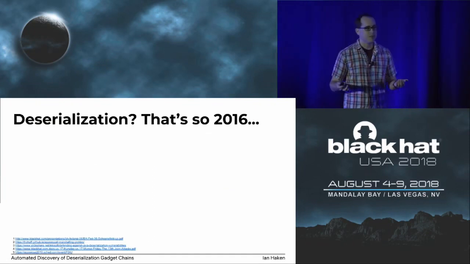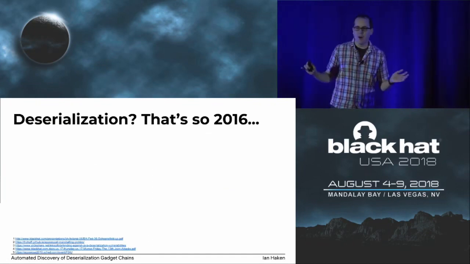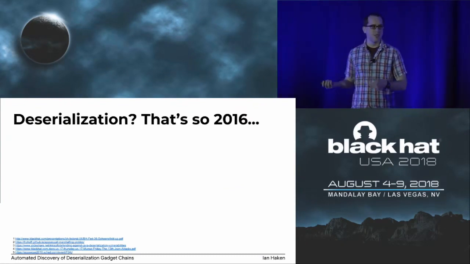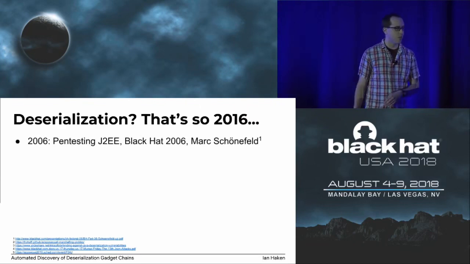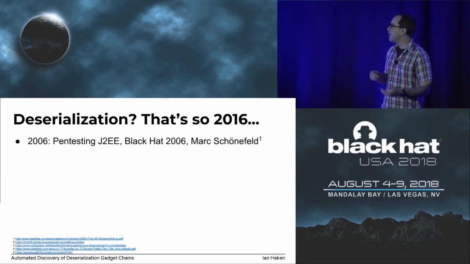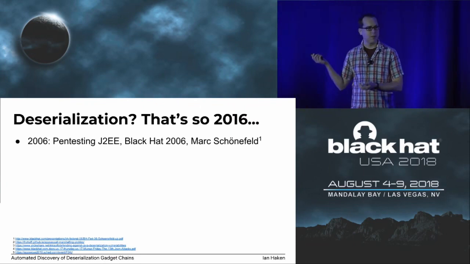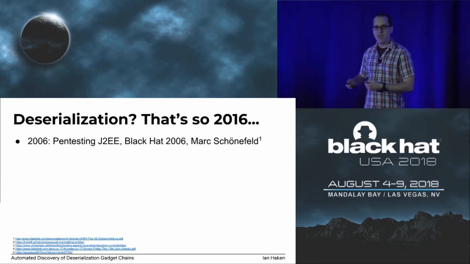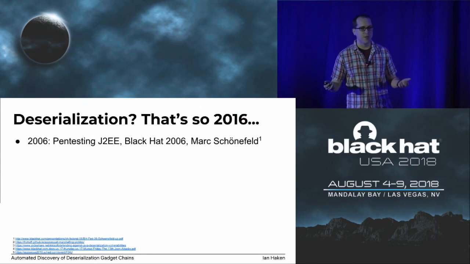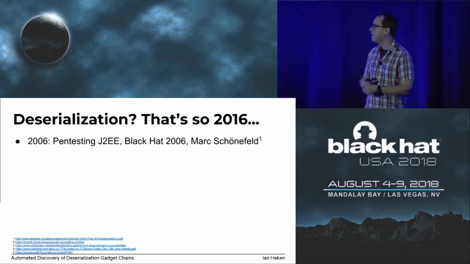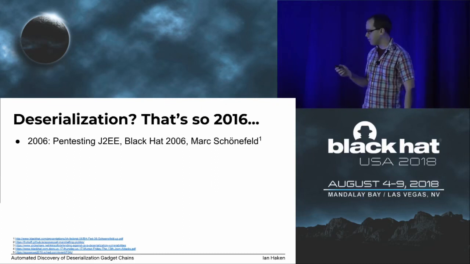So deserialization, that's not a new topic. This was a really popular topic in 2016, but deserialization vulnerabilities actually go to something way before that. They first came up around 2006. Mark Schonenfeld gave a talk at Black Hat where he described exactly this sort of issue. You can potentially do weird things with your data types in a serialized body and get arbitrary code execution.